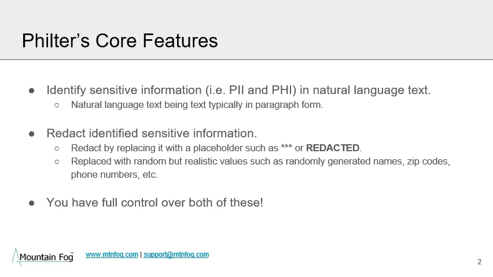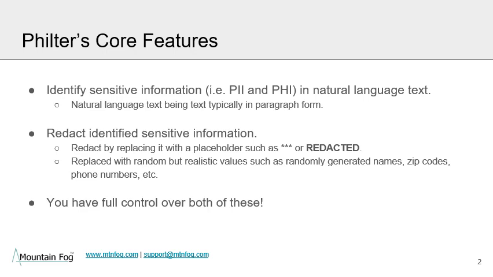Philter has two core features: number one, identify sensitive information in text, and number two, redact the identified sensitive information. It's important to note that Philter works on natural language text, which is text that is typically in paragraph form, the way you and I speak or write. Text that may be contained inside of some structured format, such as XML or JSON, would need to be extracted prior to being sent to Philter.